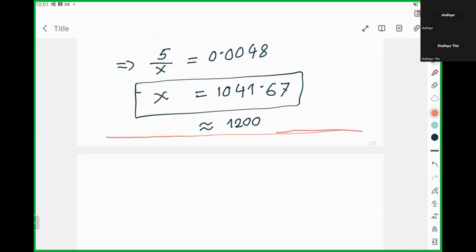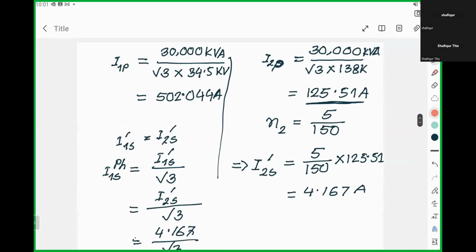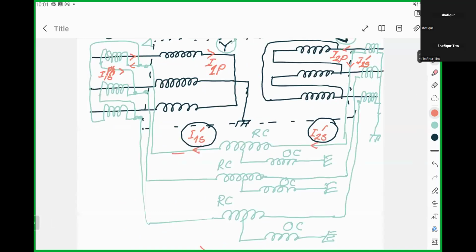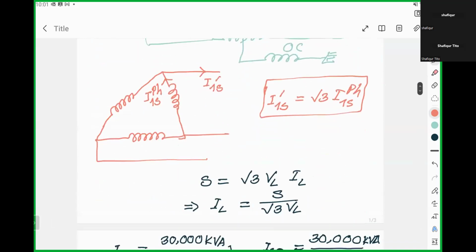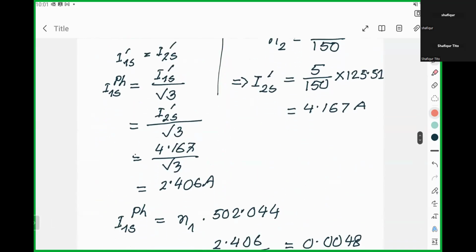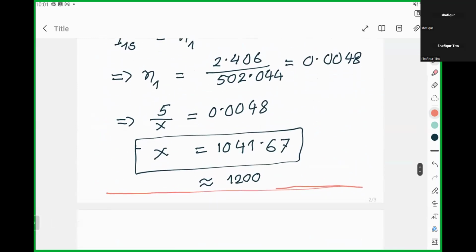We have done the connection diagram, and we have determined both the primary and the secondary turn ratio. So primary turn ratio is 5 by 1200, and the secondary we have already determined, 5 by 150. So this is the required solution.